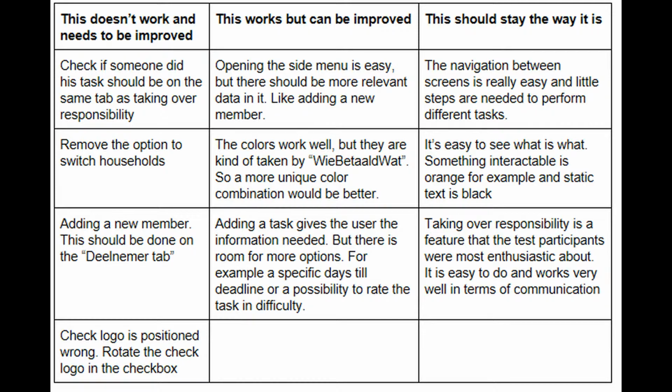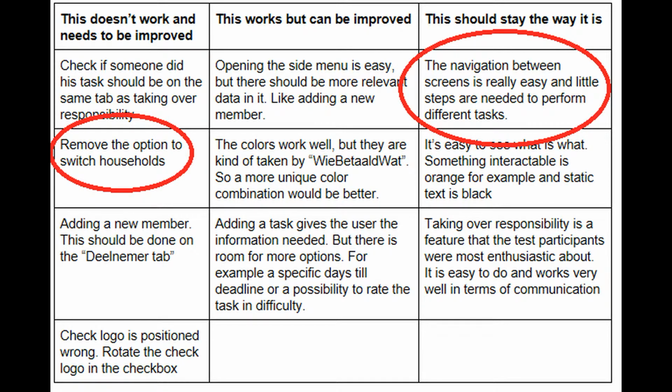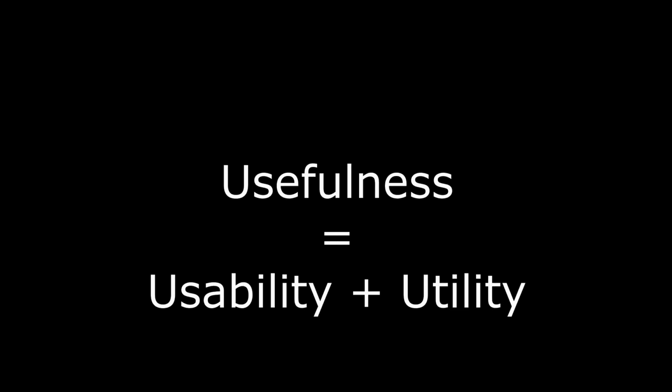I got feedback on what didn't work and what had to be improved, and what could stay the way it was. For example, the navigation between screens was really easy and little steps were needed to perform the tasks. However, the option to switch households was not really necessary. With this information and much more, I could design the final prototype and write a conclusion about the usefulness of my product.